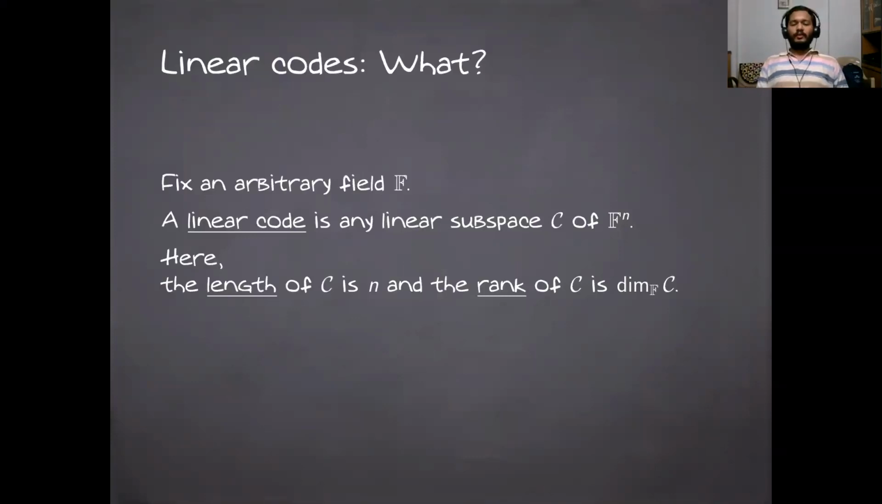So what are linear codes? We are essentially interested in vector spaces. That's what it is, because the entire tool set of linear algebra is available to us. So we fix an arbitrary field F, and a linear code is simply a linear subspace of F to the n, some n-dimensional vector space over F.